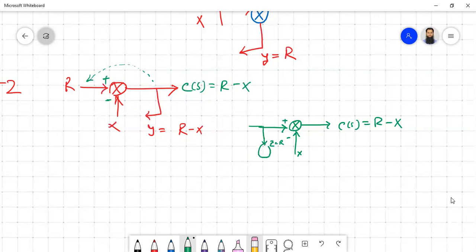But what you need is R minus X. So we have to bring one summing junction here. R is already here, additive. Then you have to subtract X. Now, if you take it from here, then Y will be equal to R minus X. Is it okay? So this is the other critical rule. Moving the pickoff point from one side to the other side of the summing junction is one of the critical rules that you sometimes have to apply.